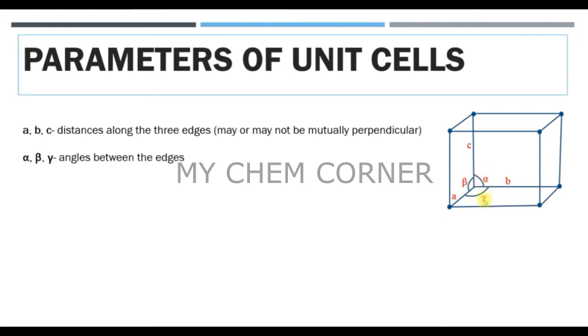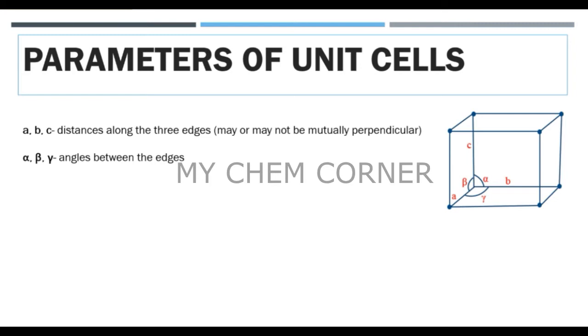Now, between a and b, I have a particular bond angle, between a and c I have another bond angle, and between b and c I have another bond angle. I denote these bond angles by alpha, beta, and gamma. In all textbooks, whether it's your reference textbook or your NCERT, the edge lengths are denoted as a, b, c, and the bond angles are denoted as alpha, beta, gamma.